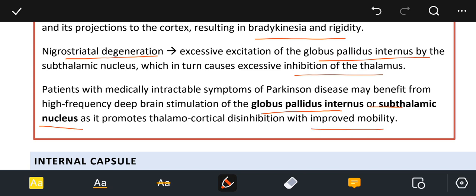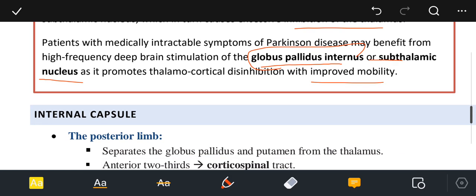So basically the function of the substantia nigra was to perform its action on the globus pallidus internus and subthalamic nucleus, right, by the direct or indirect pathway. If we perform high frequency deep brain stimulation of these nuclei, we can alleviate the symptomatology of Parkinson's disease to some extent.